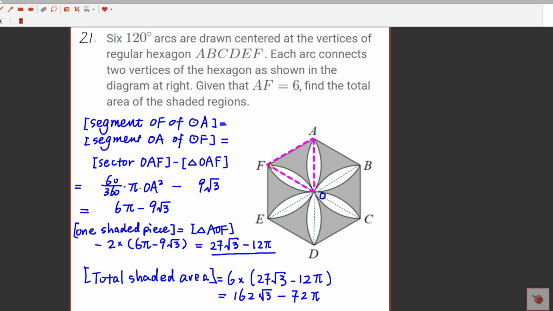Okay, to make this more clear, I should make it up like this. So this is the area of the segment, right? Which equals the segment here and here. Right? Can you see that?